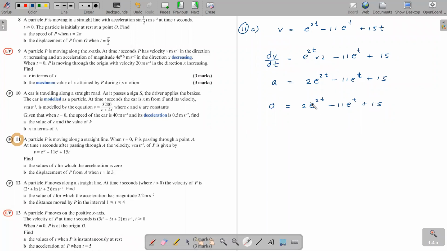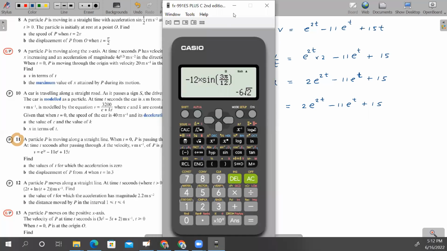What kind of equation is this, by the way? This is a quadratic equation because e to the power t, then e to the power 2t. Like for example, e to the power t, we can say it's a. E to the power 2t will be a square. Do you agree with me? So it's a quadratic equation, and does it factorize? Can I know the factors?